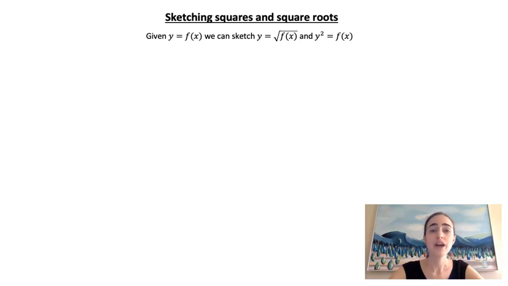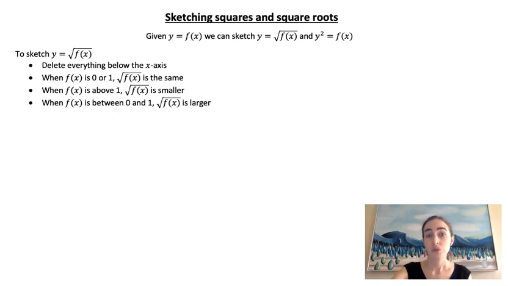In this video, I want to have a look at sketching squares and square roots. So that means if we're given a function y equals f of x, then we're going to have a look at how we can sketch y equals the square root of that function and y squared equals that function. We'll look first at sketching y equals the square root. So to do that, we've got these steps here.